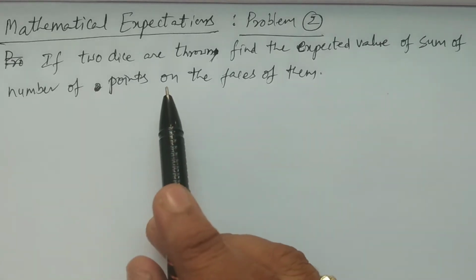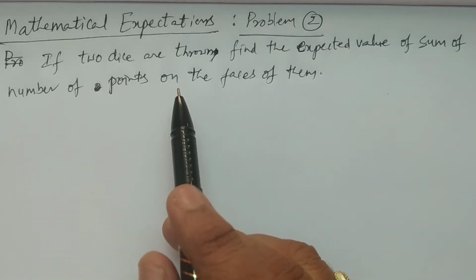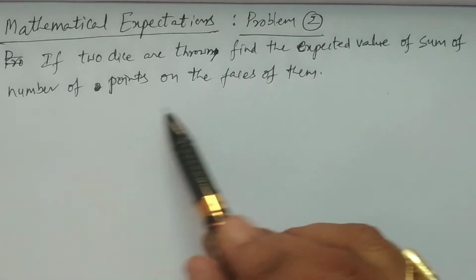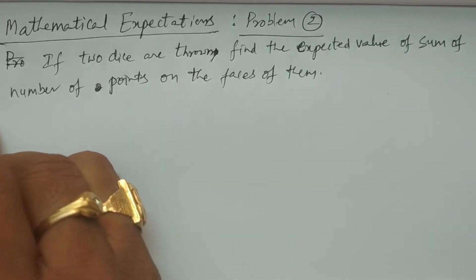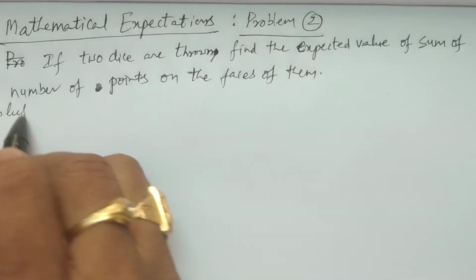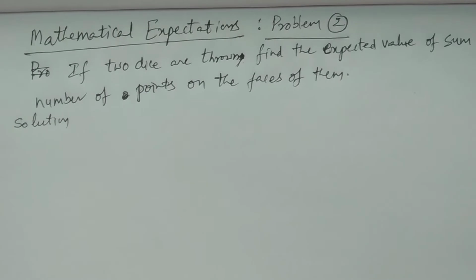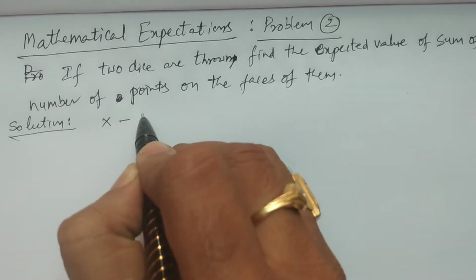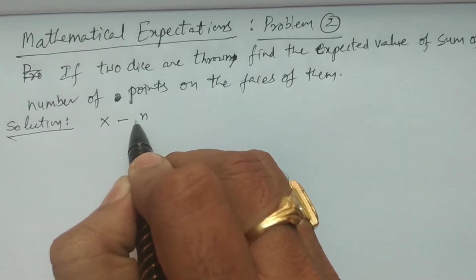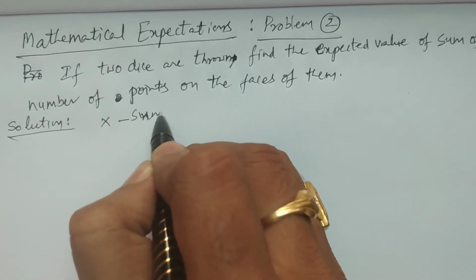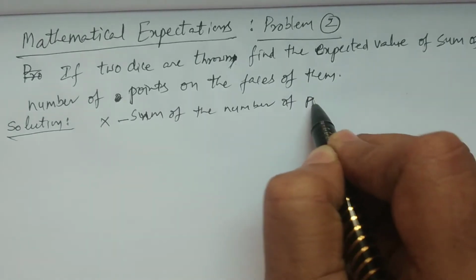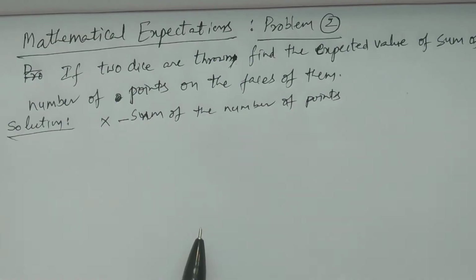So therefore you have to observe the random variable and the values of the random variable. The random variable is the sum of the number of points. So you consider in the solution part, first of all, the random variable X. X is the sum of the number of points on the two faces of the dice. That is what you consider.